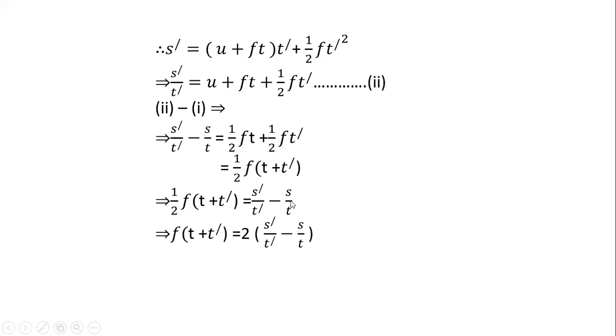If we multiply this equation by 2, then we get f into (t plus t prime) equals 2 into (s prime by t prime minus s by t). Finally, if we divide this equation by t plus t prime, we get f equals 2 into (s prime by t prime minus s by t) by (t plus t prime), which is our required answer.